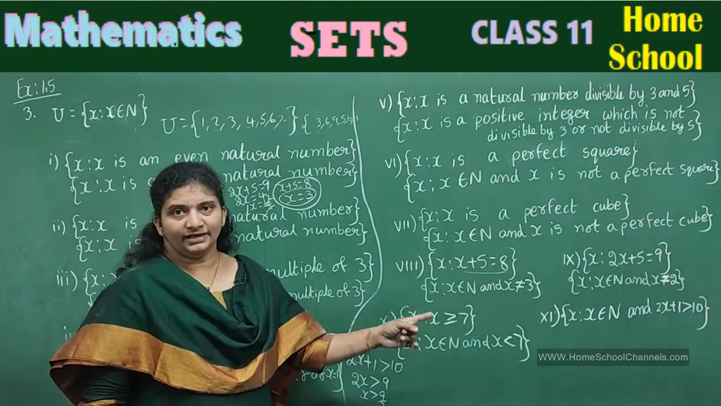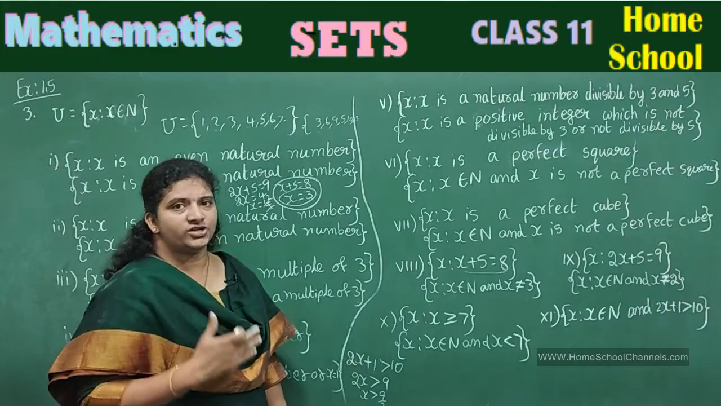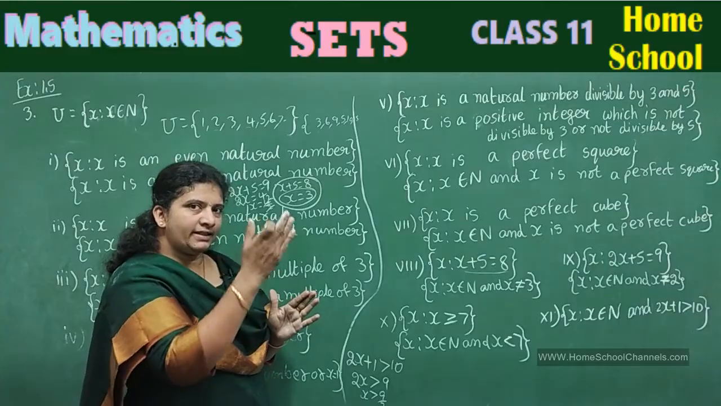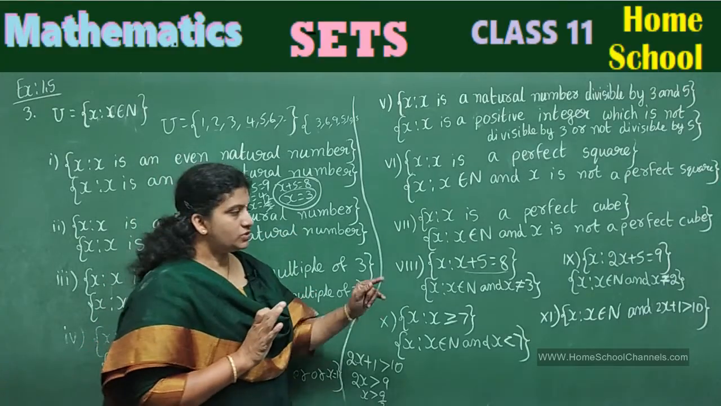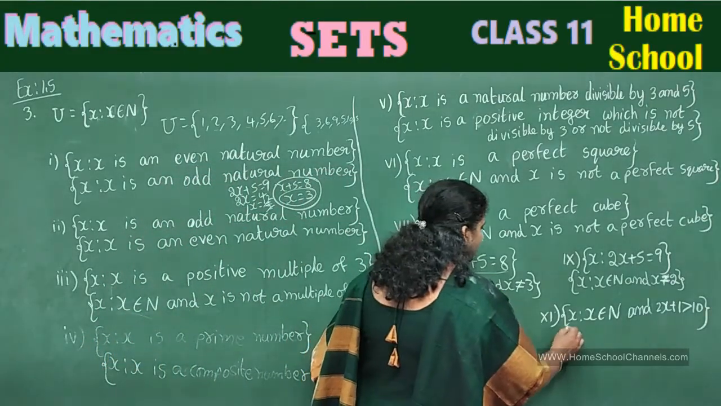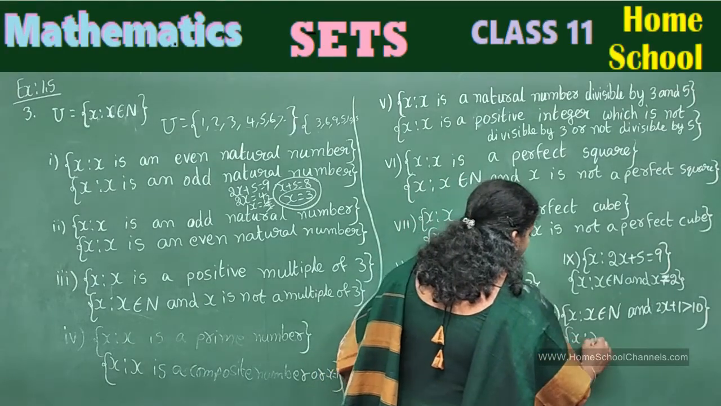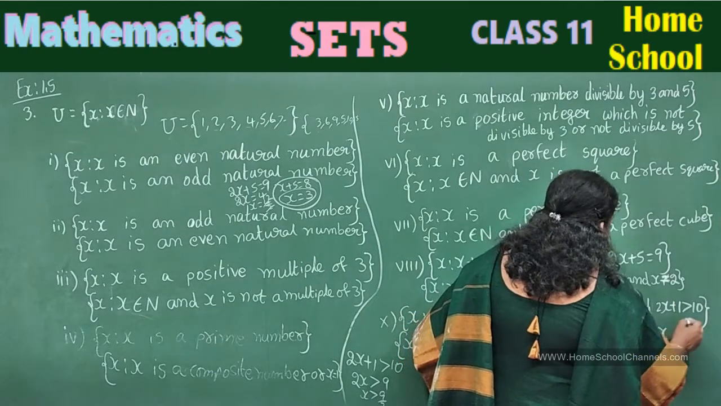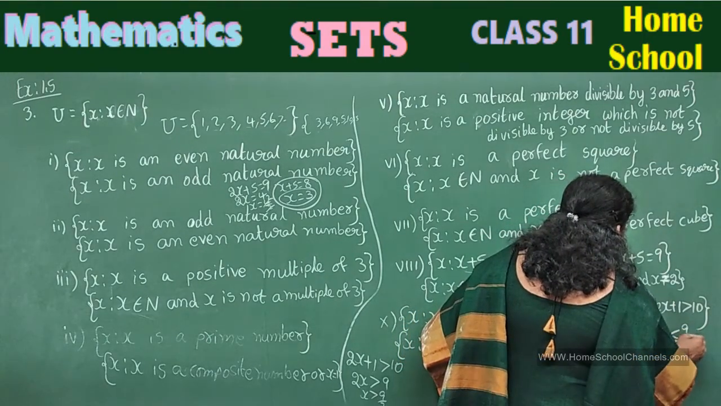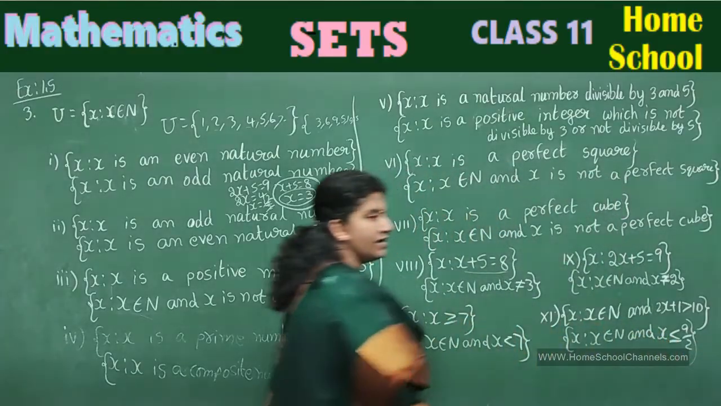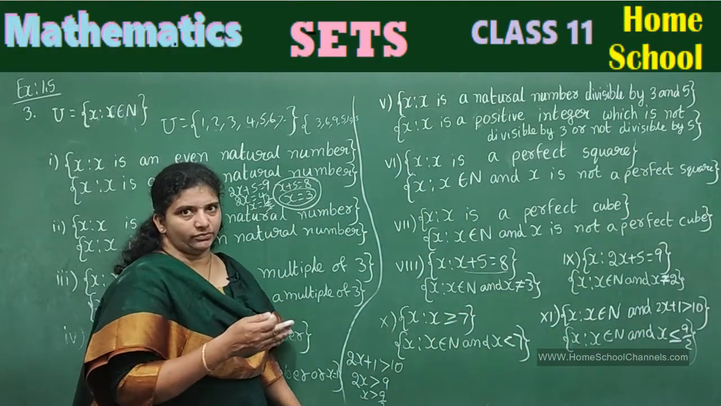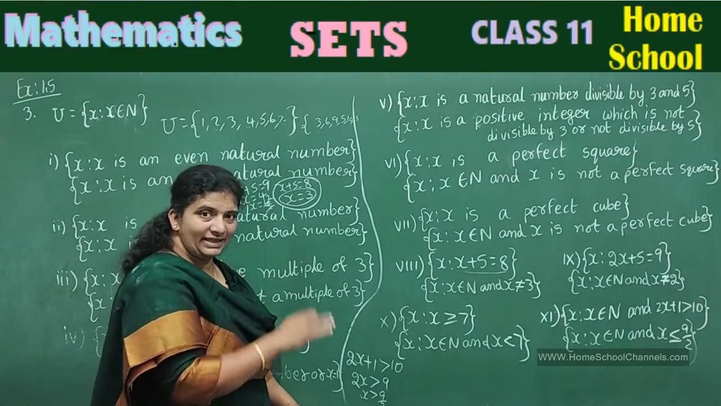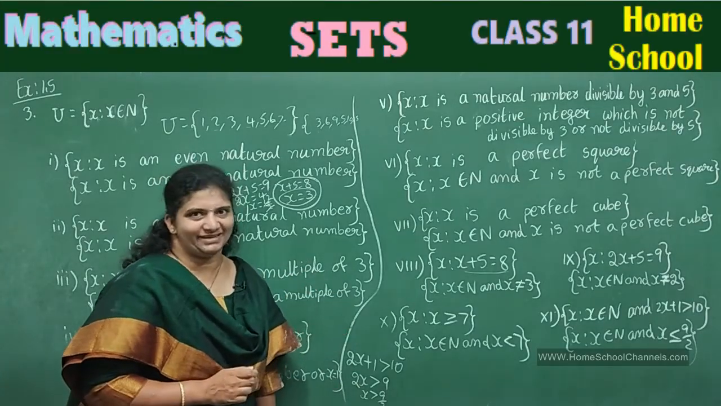So in that set, all the natural numbers greater than 9 by 2 will be there. Now the complement. See, greater than means that number won't be there. So how can we write the complement of that set? Set of all x such that x belongs to natural numbers and x is less than or equal to 9 by 2. Observe carefully here: greater than 9 by 2, so 9 by 2 and the numbers less than it will be there in the complement of the set.